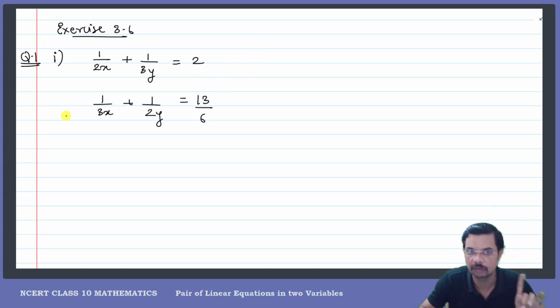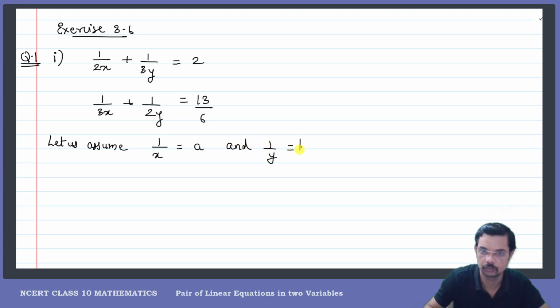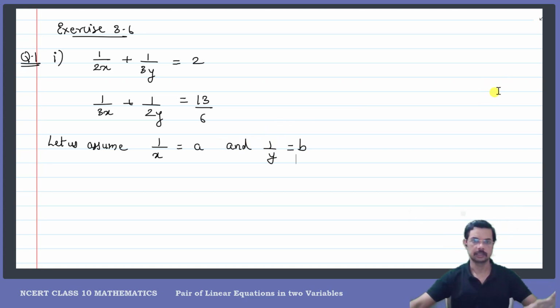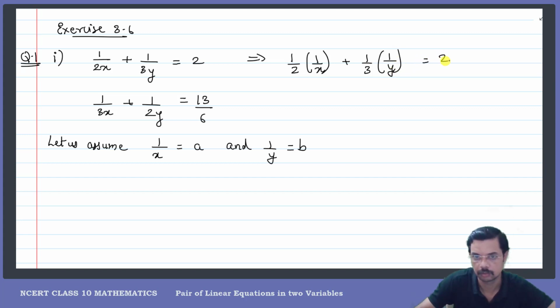What I am going to do, I'll assume 1 by x equal to a and 1 by y equal to b. So the first equation can be written as 1 by 2. Listen again, you need to be very careful here. If I am converting this 1 by 2 into 1 by x plus 1 by 3 into 1 by y, and that is equal to 2.